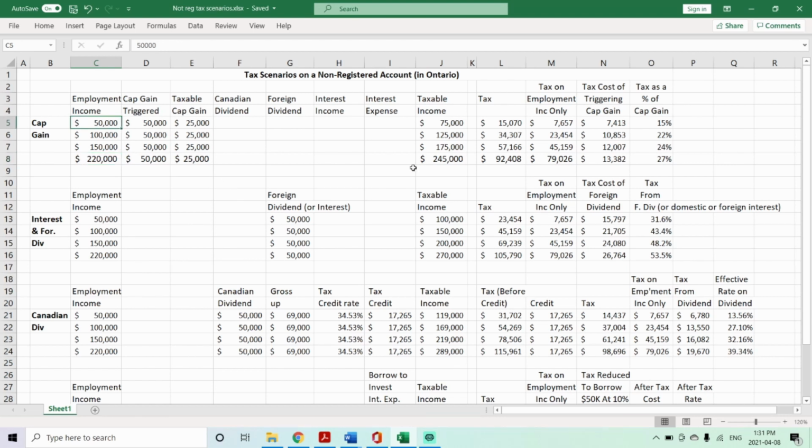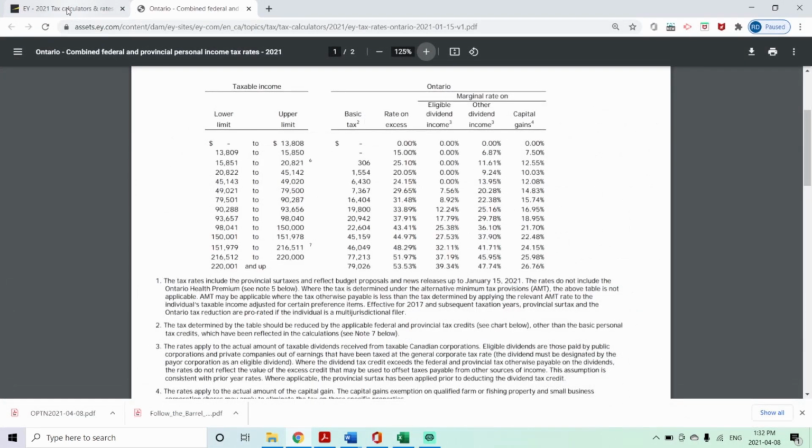Okay, let's say I earn $50,000. That's my salary, $50,000, and I trigger a capital gain of $50,000. Well, the taxable portion of that capital gain is $25,000. That's a feature of capital gains. Capital gains receive preferential tax treatment. This is the preferential tax treatment. Only half the capital gain is included in income. $50,000 plus half the capital gain equals $75,000. Tax on $75,000 is $15,070. I'm going to show you how I got that.